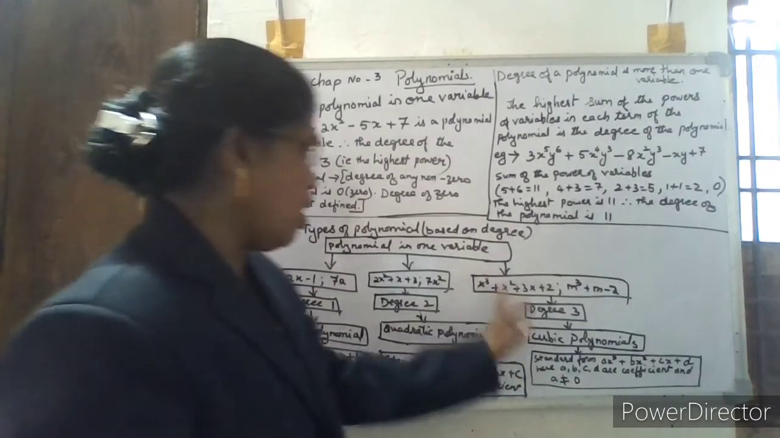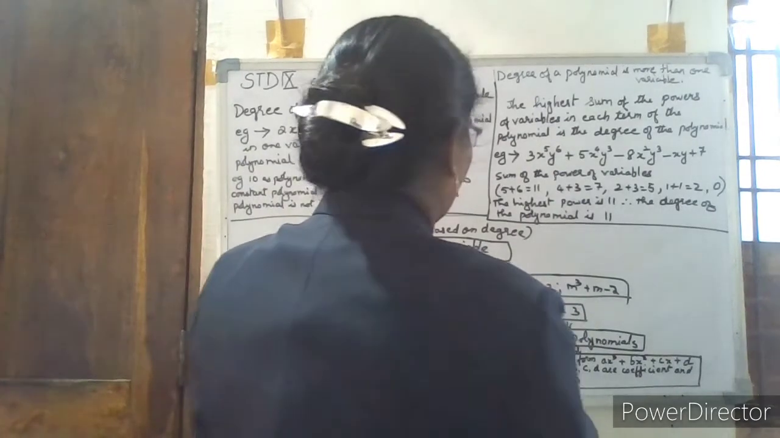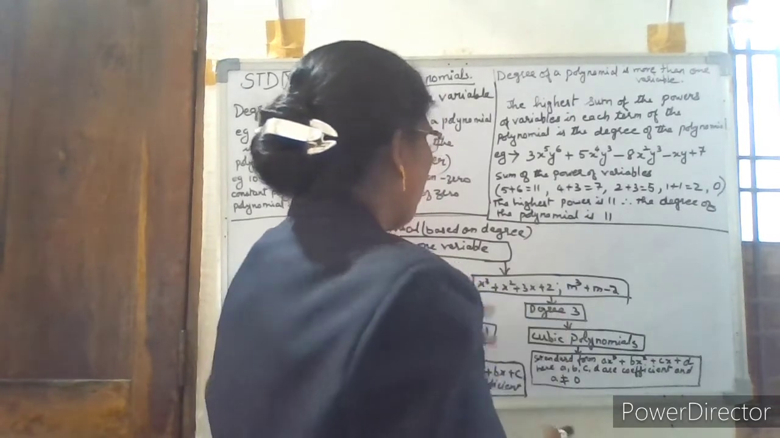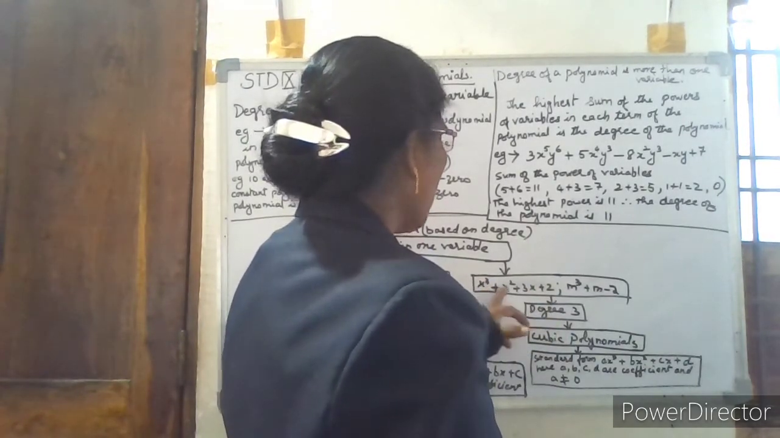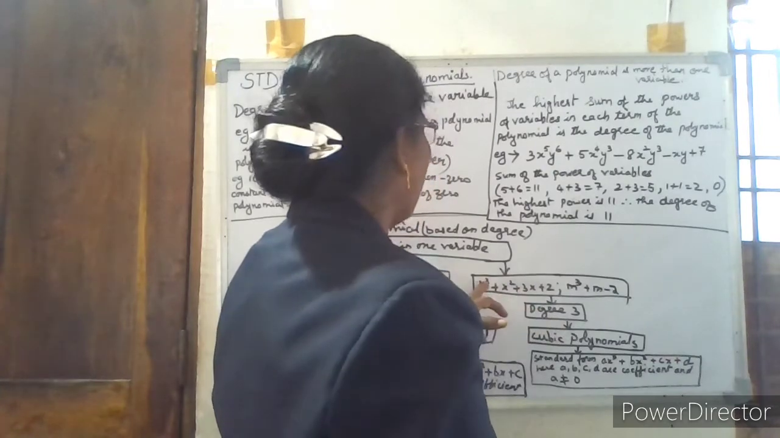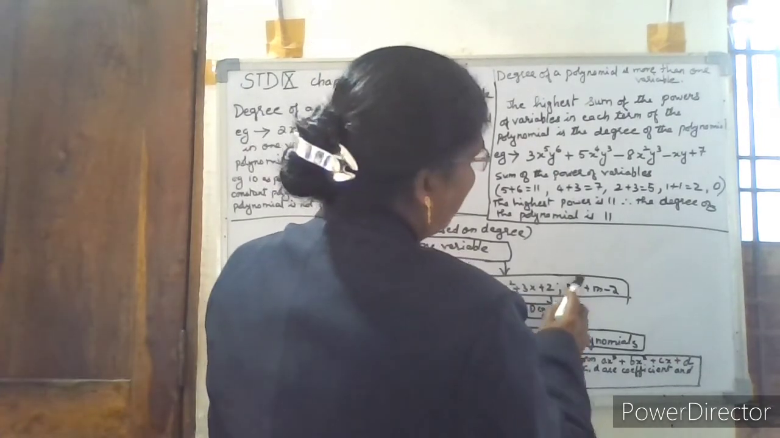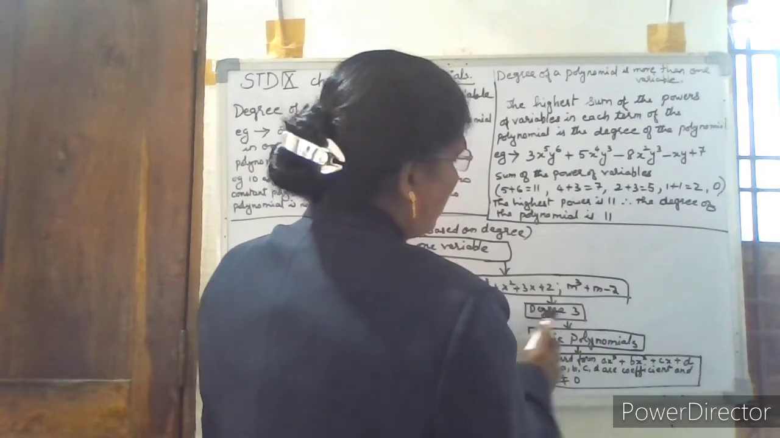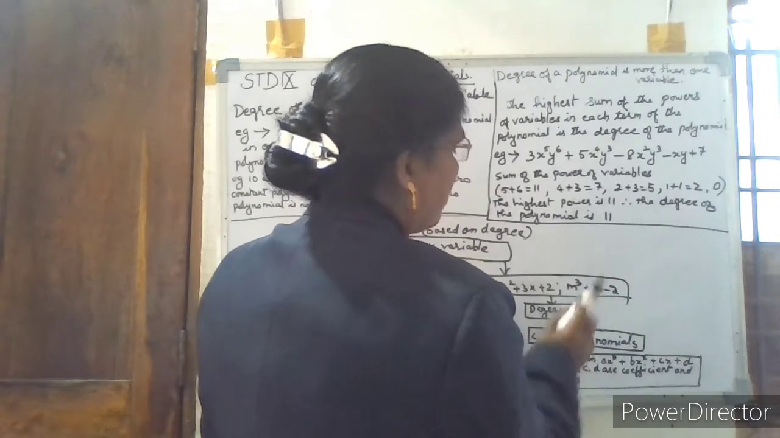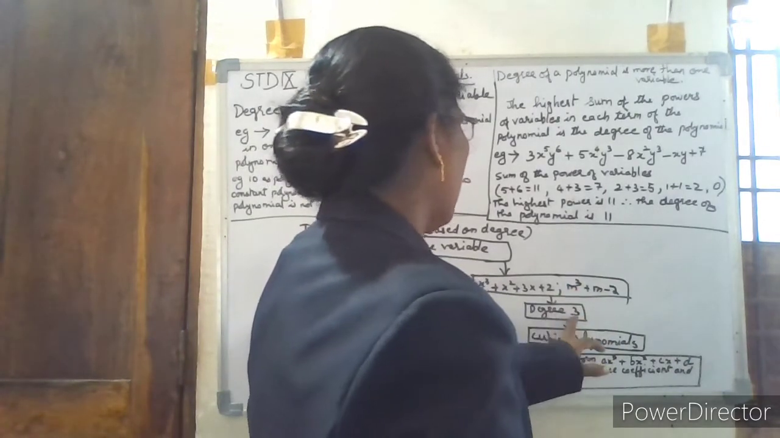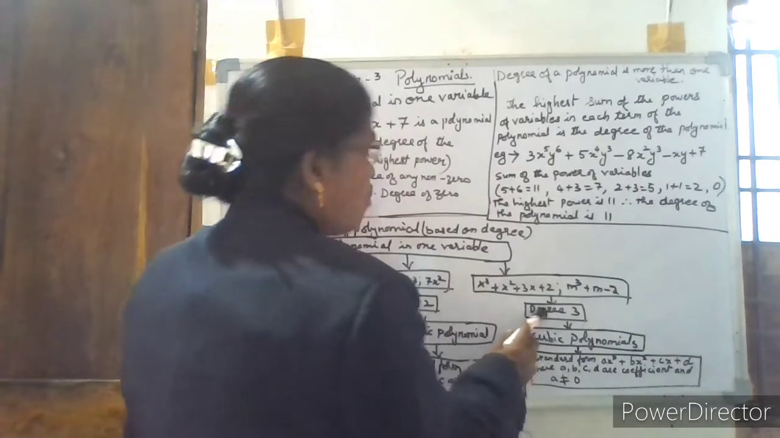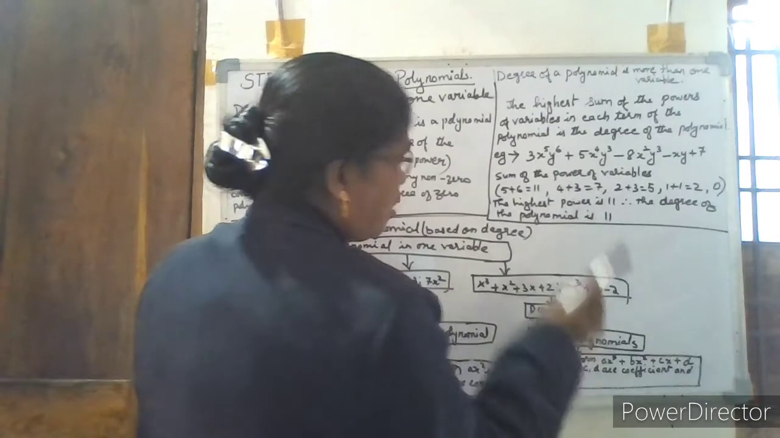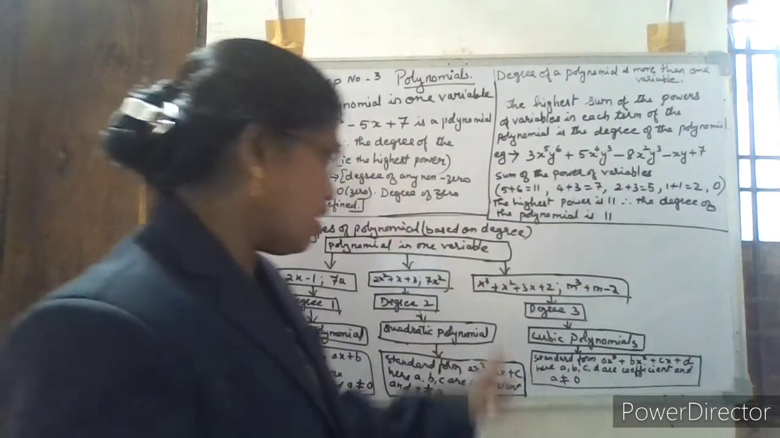Now, go to the next, the third one. x cube plus x squared plus 3x plus 2. This is a polynomial in one variable with the highest degree as 3. This is another example, m cube plus m minus 2. So, here also the highest power is 3. So, the degree of the polynomial is 3. Now, when the polynomial in one variable has degree 3, then it is called a cubic polynomial.